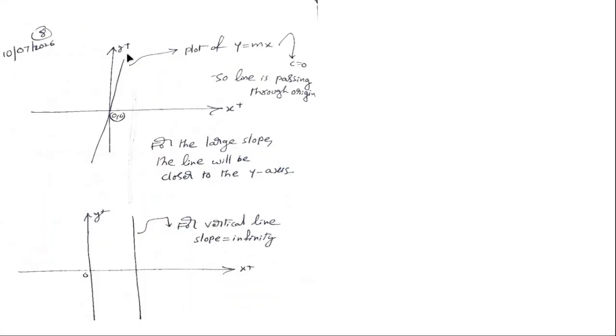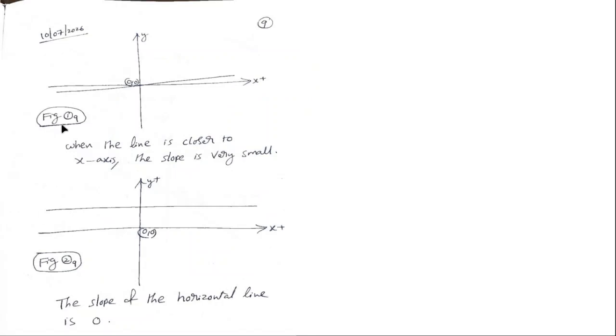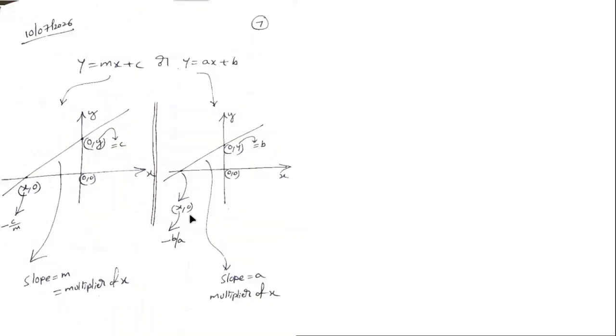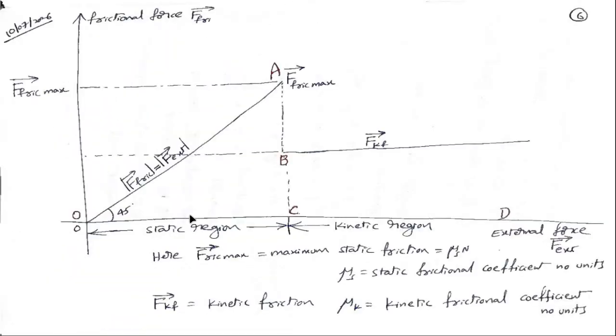And if a line is closer to the y-axis, see, this is the line y is equal to mx plus c, a special line with c is equal to 0. When c is equal to 0, you will find that the line is passing through the origin, and here the line is closer to the y-axis, so the slope is very large. If a line becomes vertical, the slope is equal to infinity. Similarly, if a line is closer to the x-axis, the slope is small. If a line is horizontal, the slope is 0. These are the conclusions that are required to understand this graph.